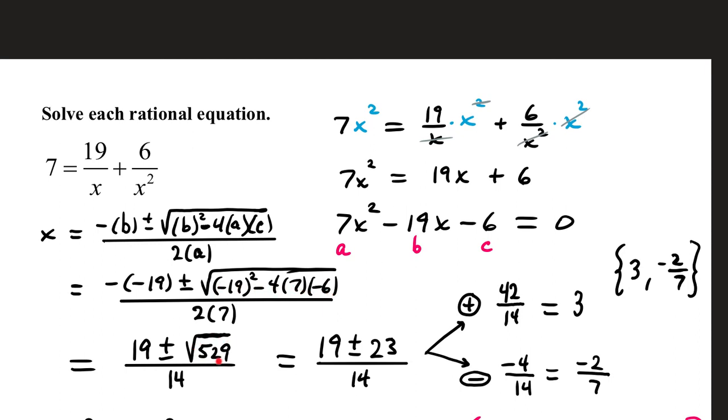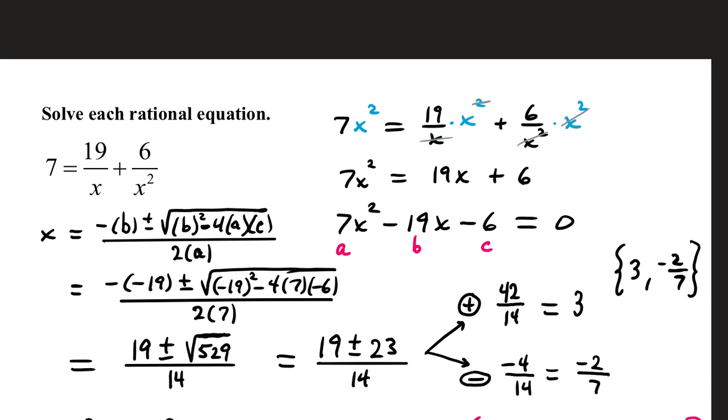Put these values in your calculator. You should find the discriminant of 529. The square root of 529 is 23. The denominator is 14. And then to get our answers, we will use the plus sign. 19 plus 23, that's 42, divided by 14 is 3. Using the minus sign, 19 minus 23 is negative 4, divided by 14 reduces to negative 2/7.